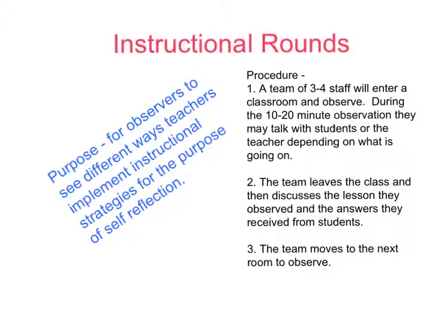The procedure is that a group of 3 or 4 staff will go into a classroom to observe. Sometimes they'll talk to students, sometimes they'll just walk around, sometimes they'll sit in the back of the room. It really depends on what's going on in the classroom. The typical length of time they'll be in the classroom is around 10 minutes. It could be as much as 20, sometimes it's a little shorter. Again, it depends on what's going on in the classroom and what they're observing.